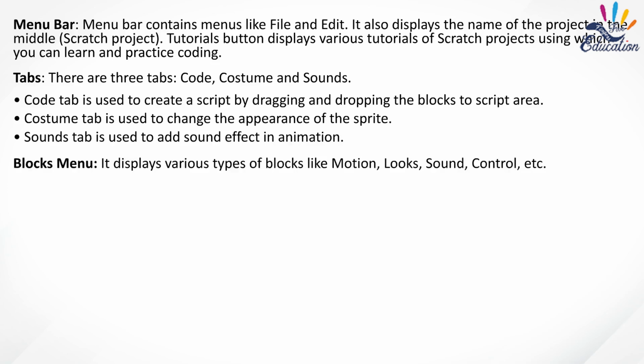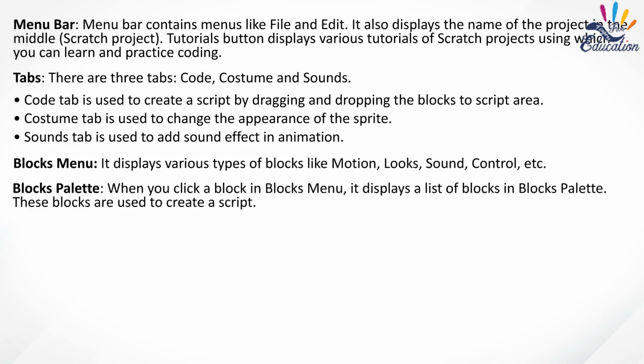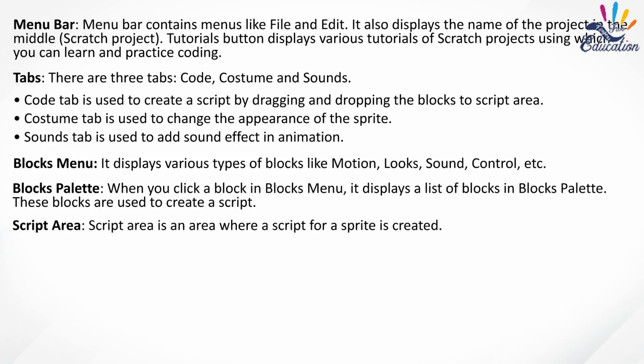Block menu. It displays various types of blocks like motion, looks, sound, control, etc. Blocks palette. When you click a block in blocks menu, it displays a list of blocks in block palette. These blocks are used to create a script. Script area. Script area is an area where a script for a sprite is created. Sprite. Sprite is a graphic character on which a script is created.